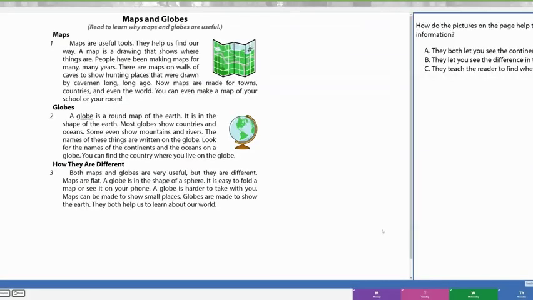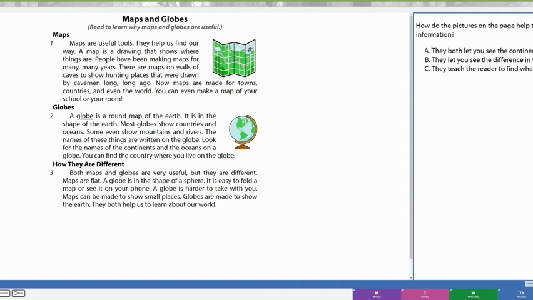Okay, Thursday and Friday are my favorite questions. So, how do the pictures on the page help the reader get more information? A, they both let you see the continents. B, they let you see the difference in the two. C, they teach the reader to find where they live. How do the pictures on the page help the reader to get more information?